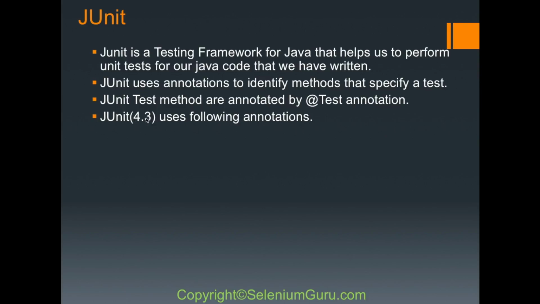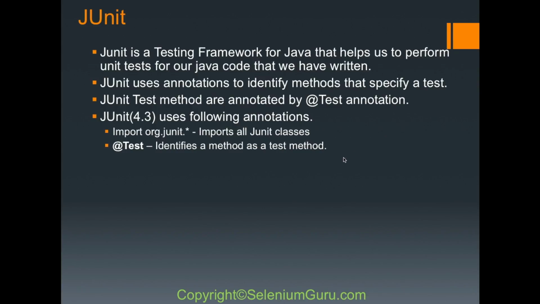JUnit 4.3 uses the following annotations. I'm saying 4.3 because that's the latest one right now. The JUnit version keeps increasing, so they keep updating the JUnit framework. You might have more annotations, but these are the annotations here. If you want to import all JUnit classes, you're going to do import org.junit.*, which means it's going to import all JUnit classes.